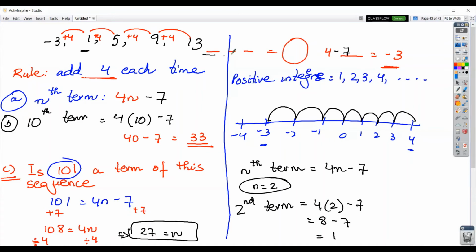So once you continue this sequence, you will get at some point 101 as a part of the sequence. Okay. I'm going to show you with the next example now.